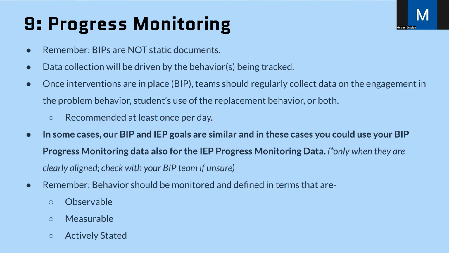So, an example of this would be if I have a BIP goal that's about decreasing work avoidant behavior, and then I have an IEP goal that's about increasing on-task behavior. Those are two very similar things that fall in the same area. So that would be a situation where you could use that BIP monitoring data also for the IEP. And again, whatever way we choose to collect our data, we want to make sure it's very observable, measurable, and actively stated.